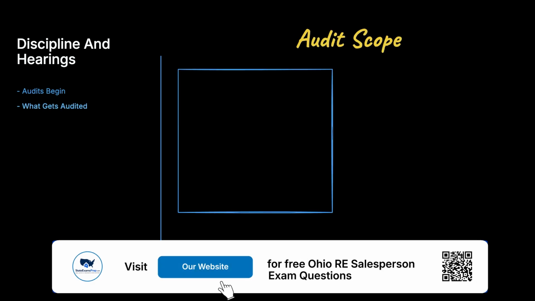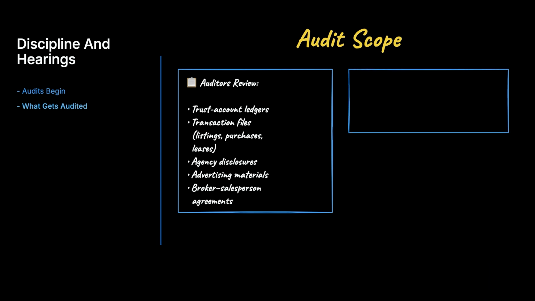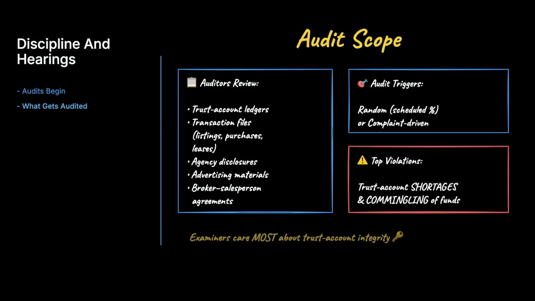An audit usually covers all trust account ledgers, every transaction file for listings, purchase agreements and leases, agency disclosure statements, advertising materials, and the broker's agreements with affiliated salespersons. Audits can be random, checking a percentage of brokerages on schedule, or complaint-driven. Trust account shortages and commingling are the findings examiners care about most.